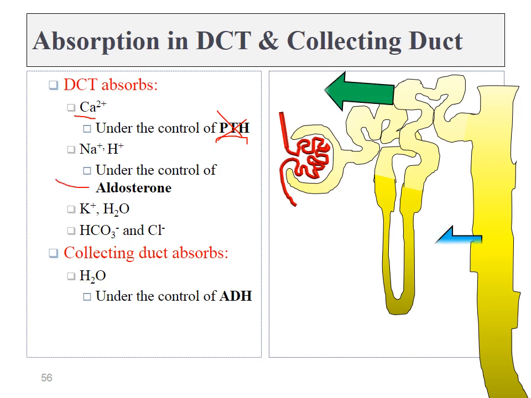We'll learn more about aldosterone coming up, but this can help to regulate the reabsorption of sodium and hydrogen ions, and some other electrolytes are also reabsorbed here. In the collecting duct, we primarily reabsorb water, and this will be under the control of another hormone called antidiuretic hormone.